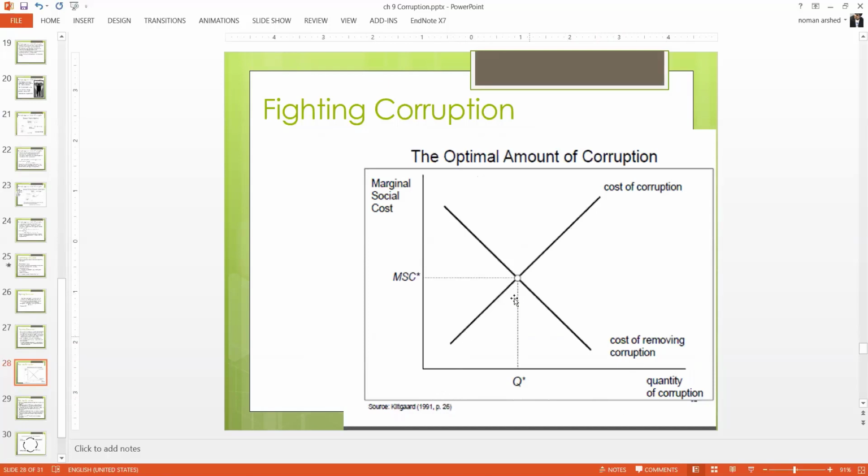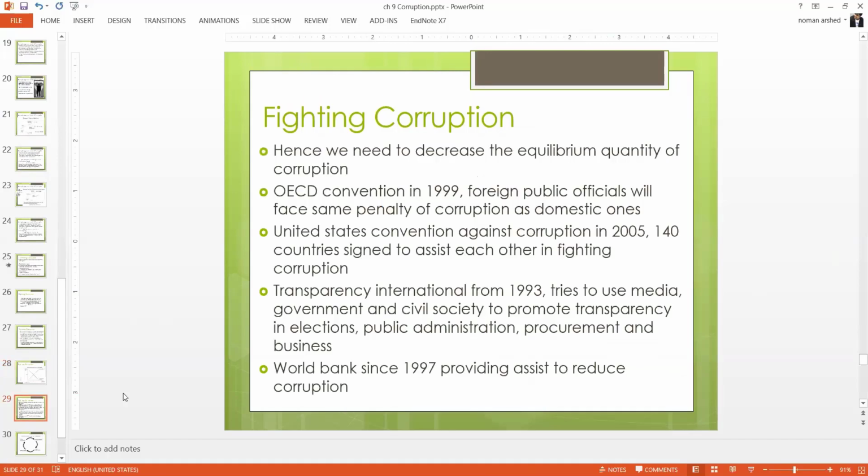If the corruption is high, the cost of finding corruption is low. And if corruption is low, the cost of finding corruption is high. So it means we need to find the equilibrium: how much corruption is there and how much cost is required to remove the corruption. So, next slide. Hence we need to decrease the equilibrium quantity of corruption rather than think about 100% removal of corruption.